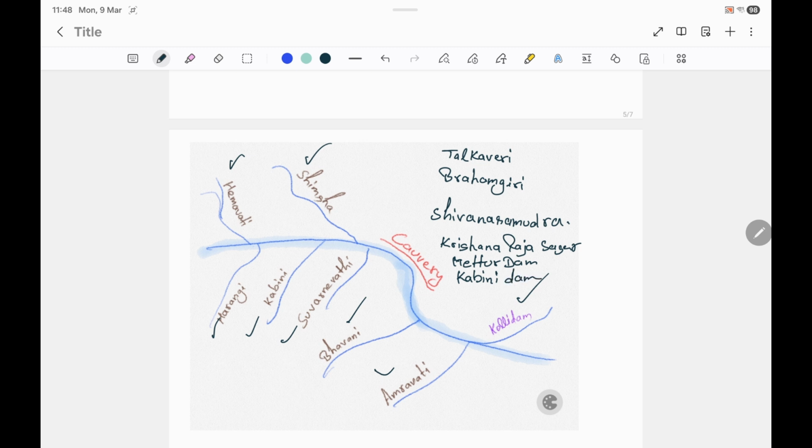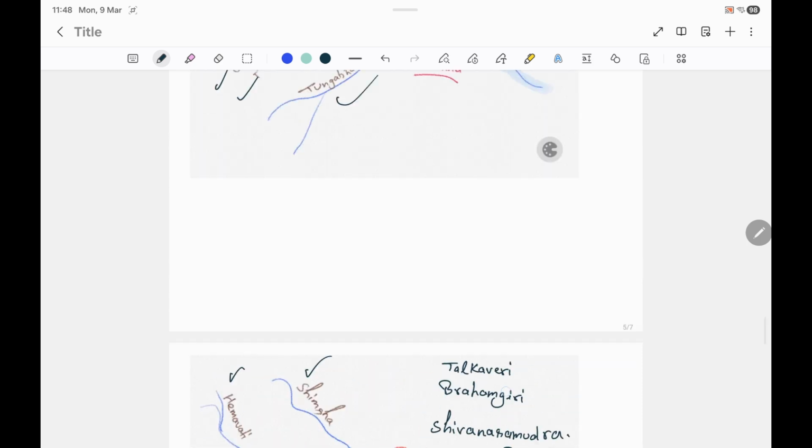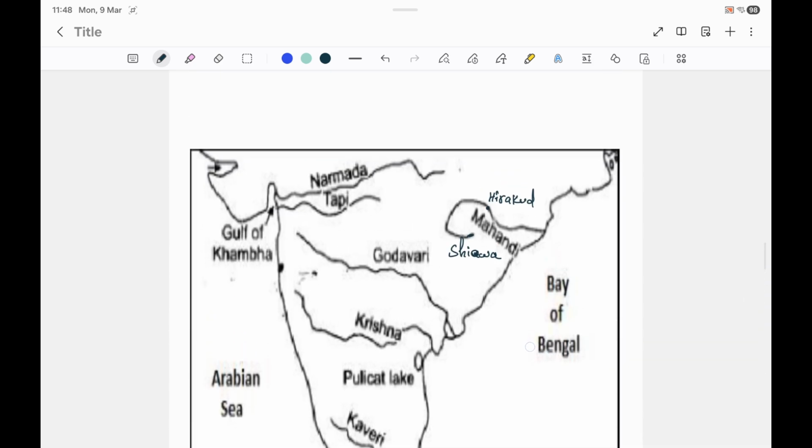Now moving on to the west flowing rivers. Major examples are Narmada and Tapi. Narmada originates in Amarkantak Plateau, that shows the example of radial drainage pattern. And Narmada river flows into the rift valley that is between the Vindhyas and Satpura range.